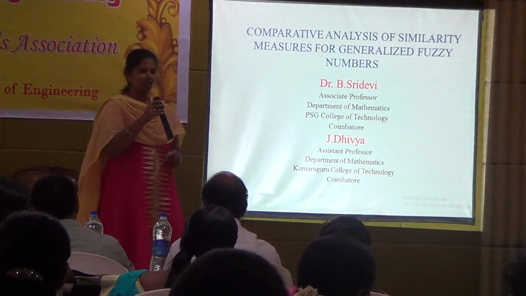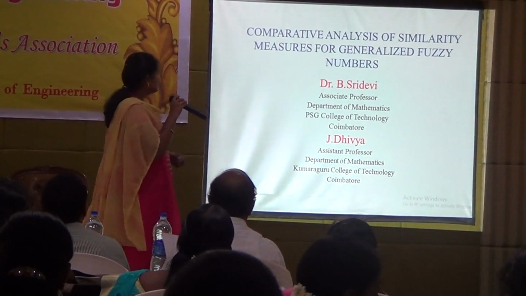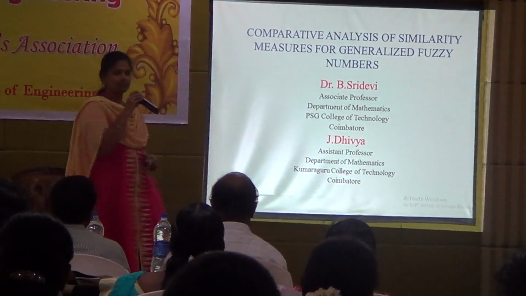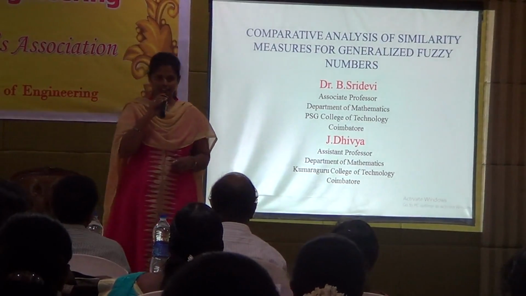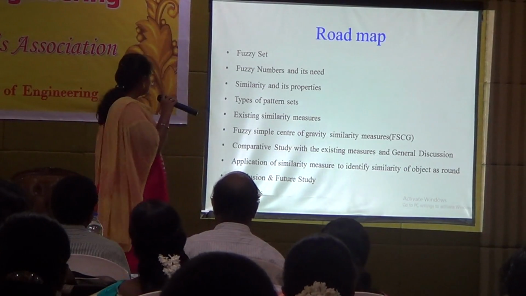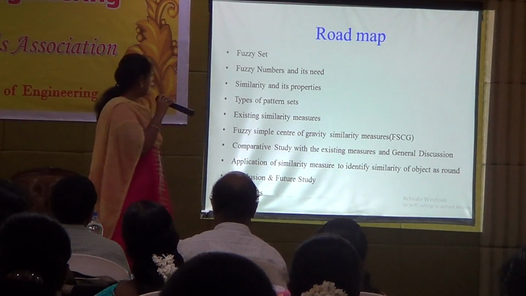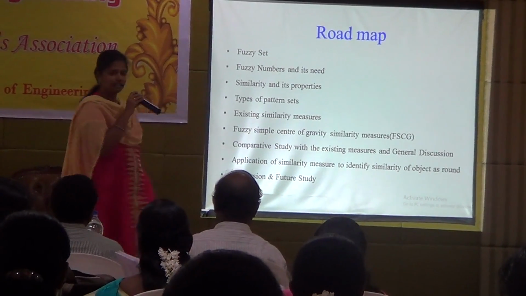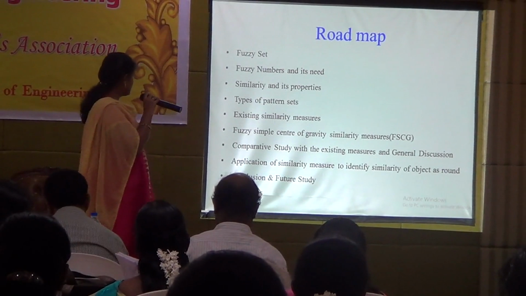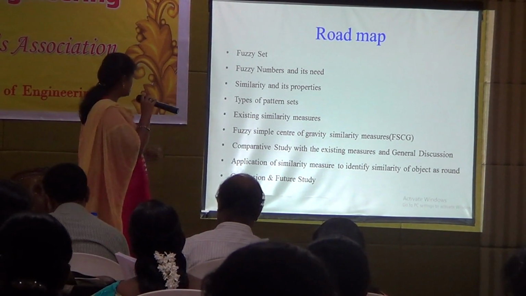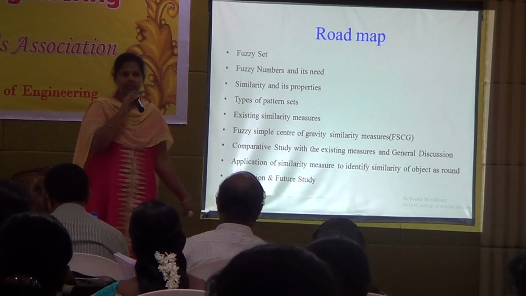So this paper is purely an analysis paper, that is a comparative analysis of similarity measure for generalized fuzzy number, also its application under pattern recognition. So this is what my roadmap is. First I start with the definition of fuzzy set, and next is fuzzy numbers and also its mean, then similarity and its property, then types of pattern sets, then existing similarity measure, and fuzzy simple center of gravity similarity measure. This is actually a measure which is being defined by my guide, Dr.